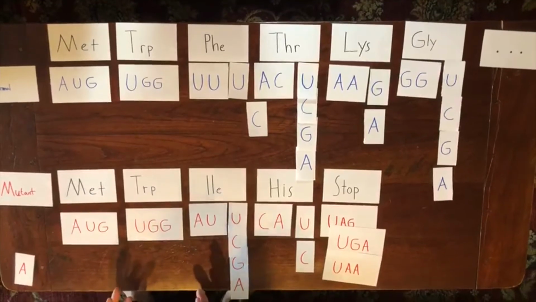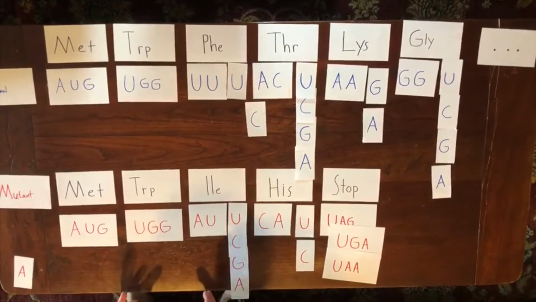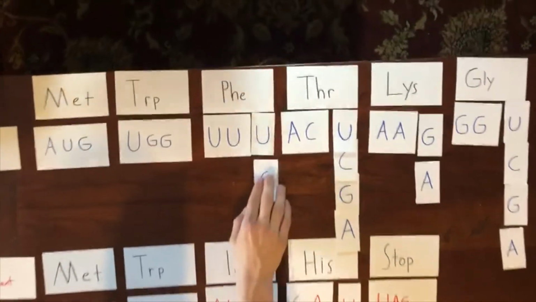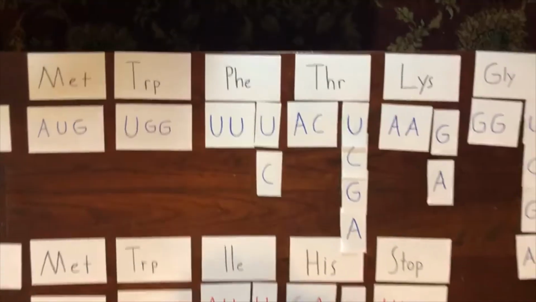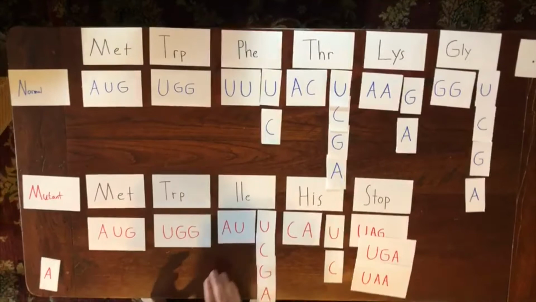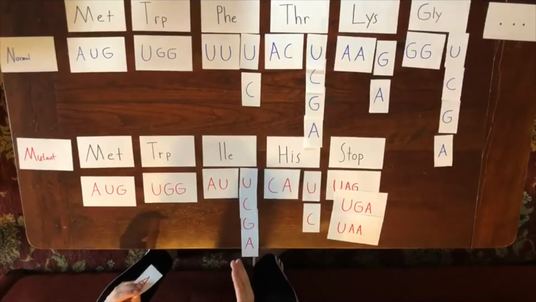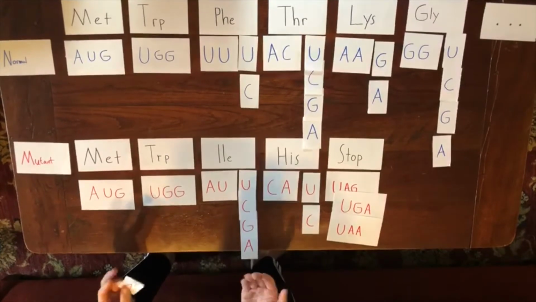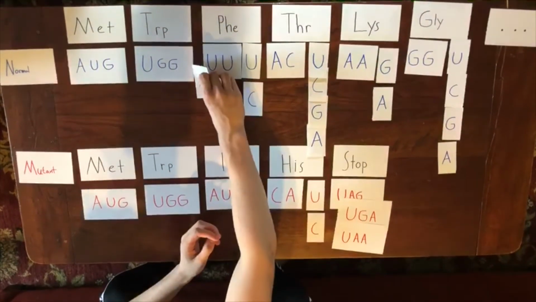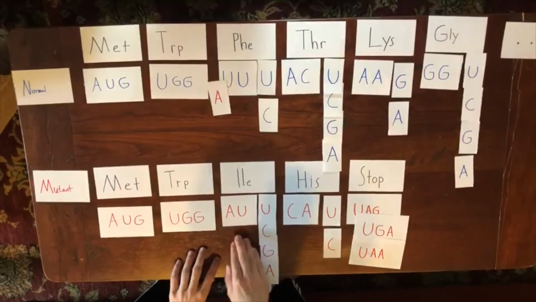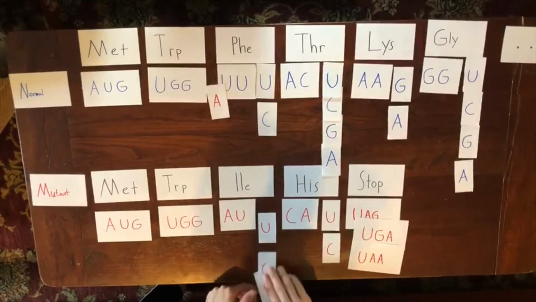So can an A get in there by a deletion? And it can't. As we see, we have no A's up here that it could be. So an A was inserted for the ILE. And we know that the mutant is the normal protein mutated. So if we had an A here, AUU, so we know ILE is AUU.